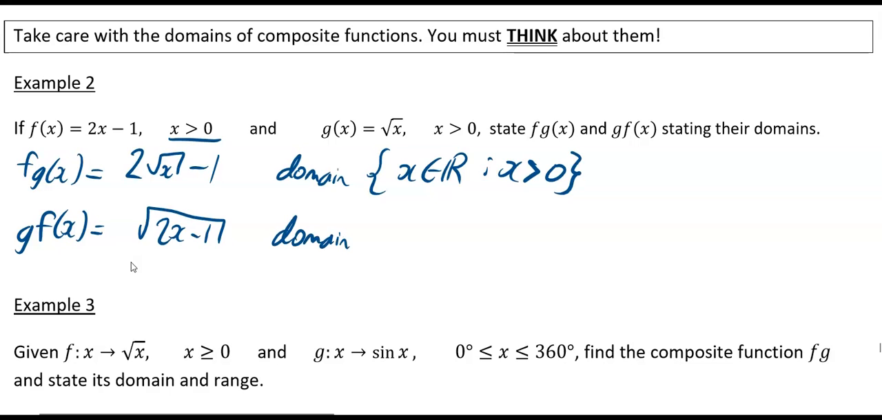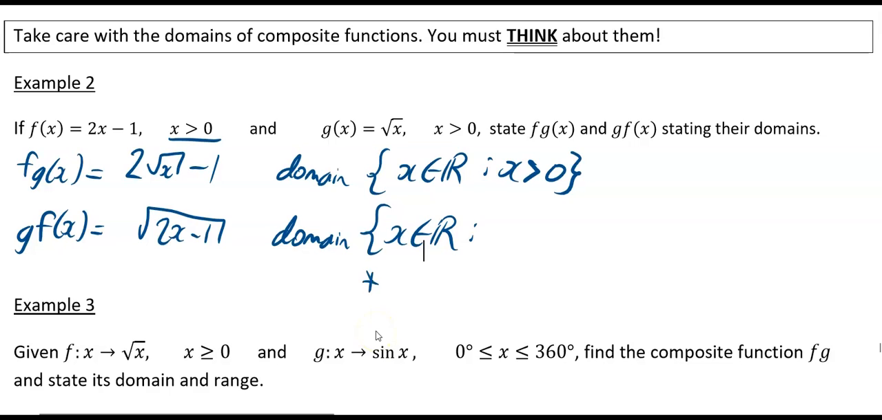So we're going to have to think about it. x definitely belongs to the reals, but there's going to be an extra restriction. It's going to be more restrictive than just x is greater than 0. Basically, you can only have the square root of a positive number, so we're going to have to make our 2x minus 1 positive.